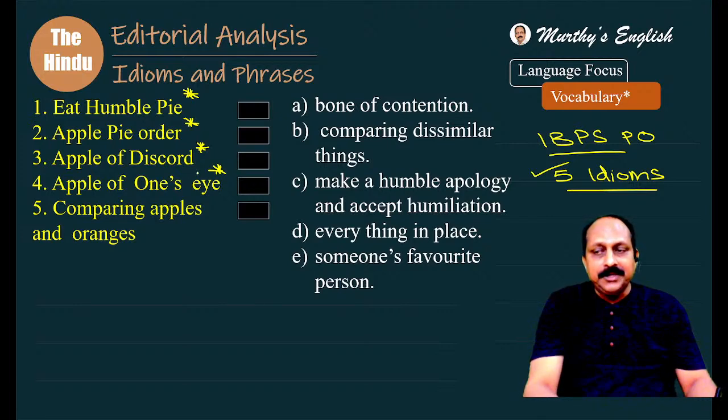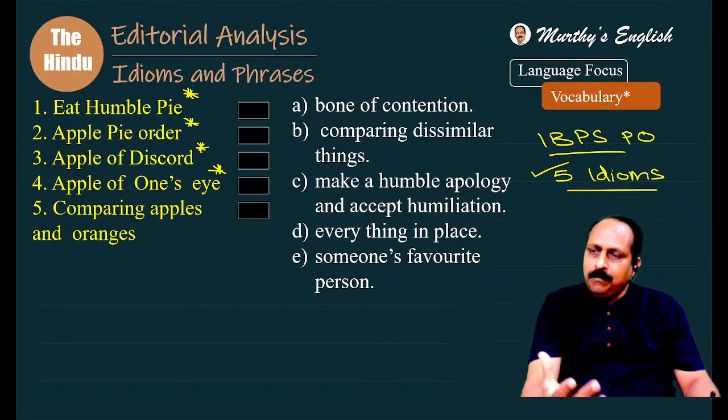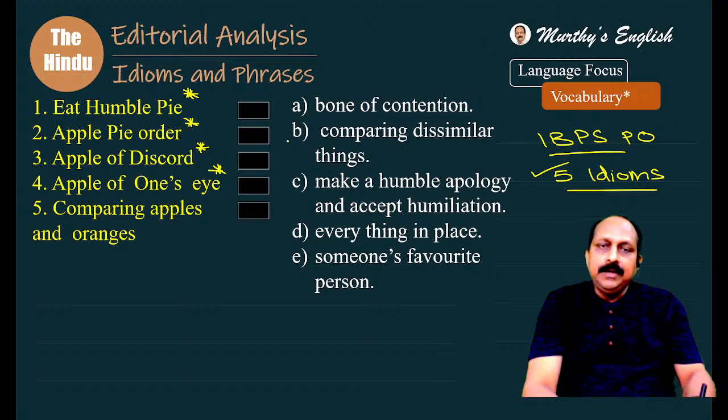I say with conviction. Eat humble pie. What is the answer you have written? First one, eat humble pie means what? Oh, you have gone to the fourth one. Bone of contention. Apple of discord, we have got many a time. So here, apple of discord means what? Bone of contention.